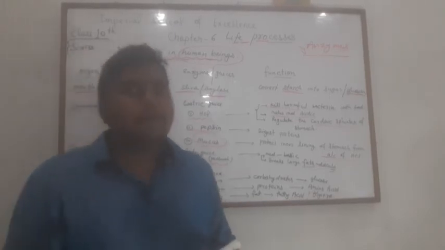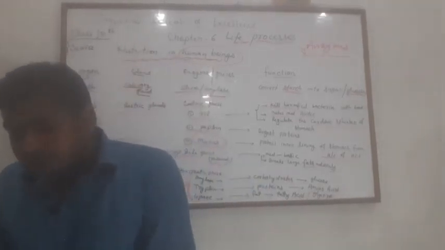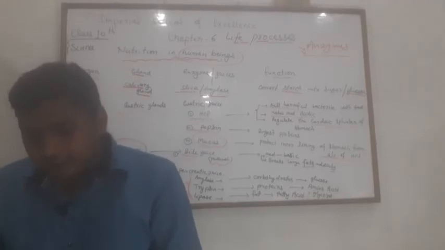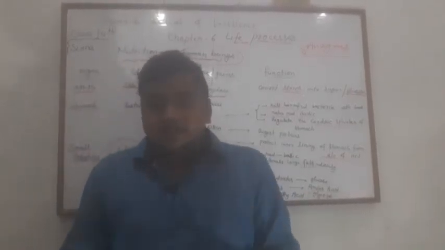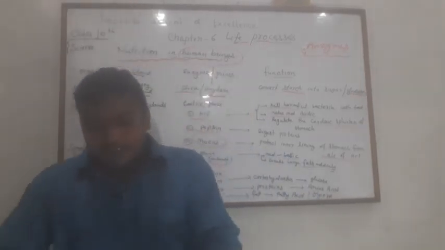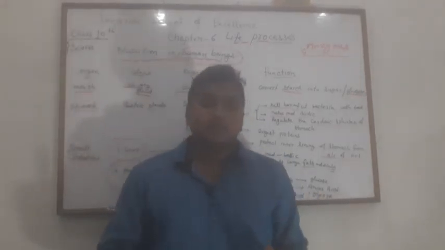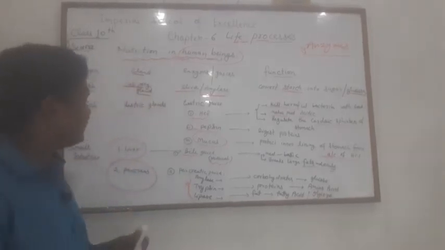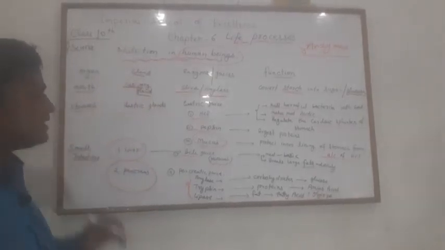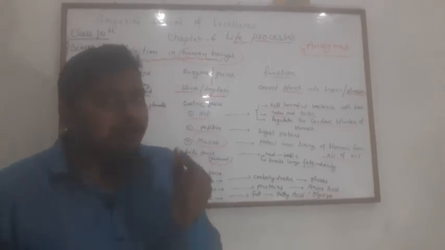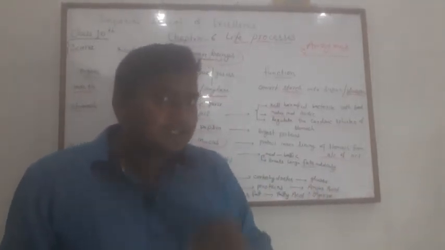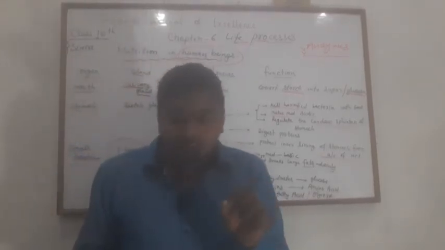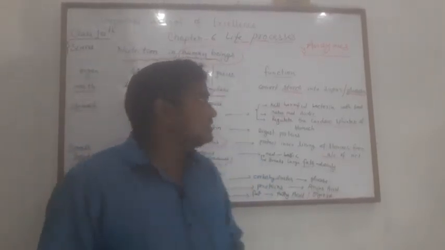Now the process that happens is absorption of food. What happened? Absorption of food. First step, ingestion of food. Second step, digestion of food. Third step, absorption of food. So in the small intestine, if you see, there is a finger-like structure in the inner linings of the small intestine. These finger-like structures are called villi.